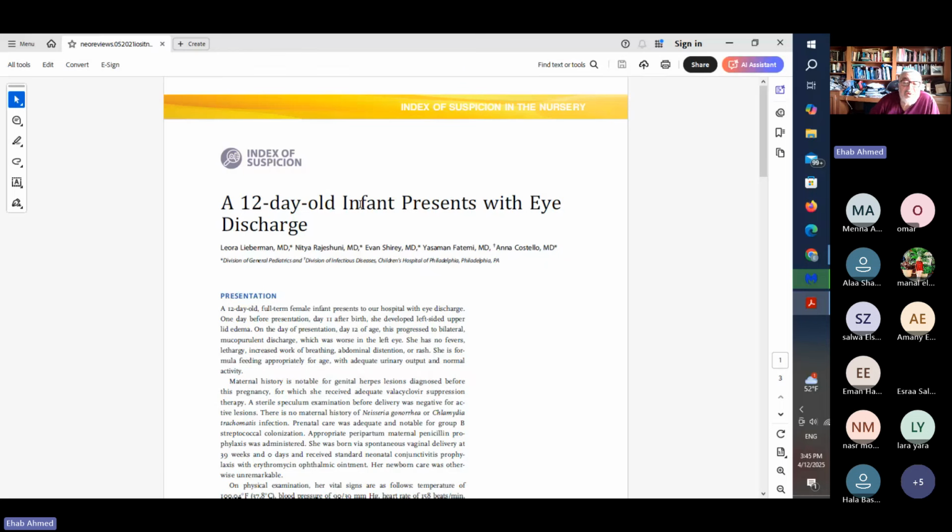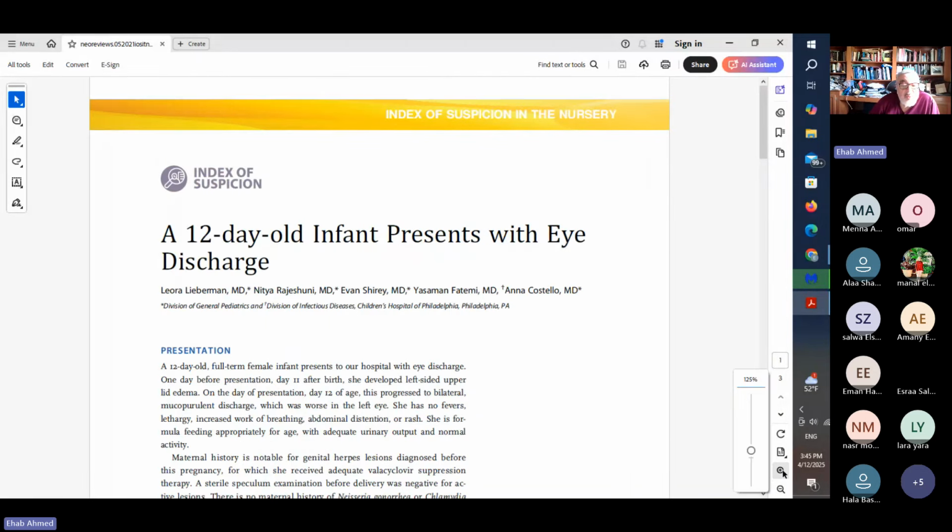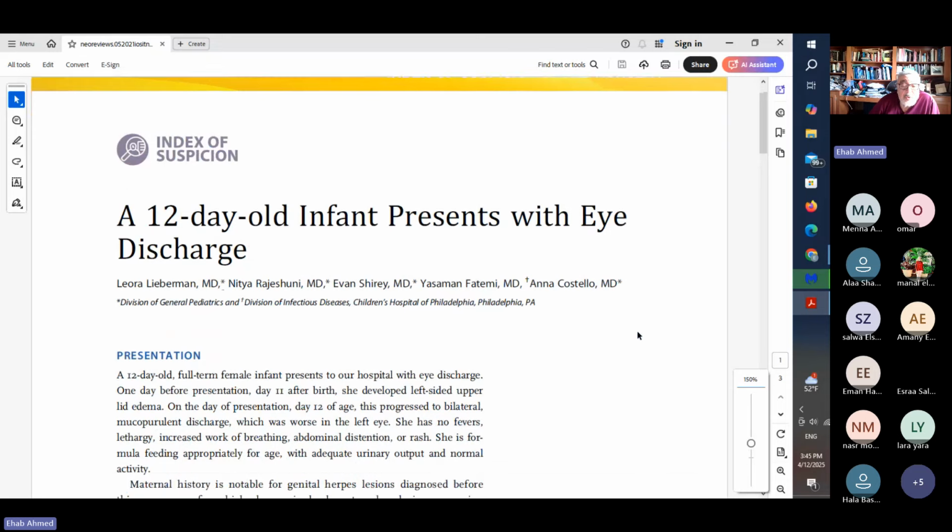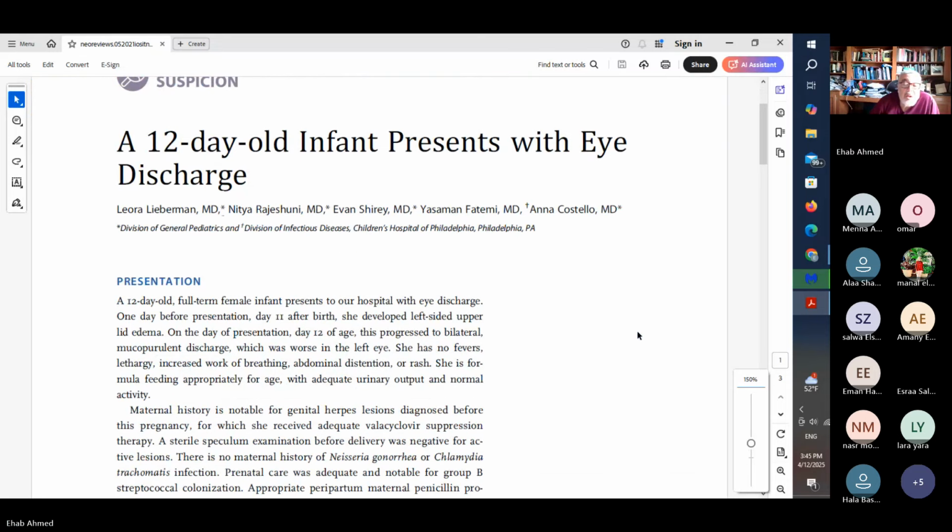It's a 12-day-old infant presenting with eye discharge. When you have a newborn baby with eye discharge, what is your concern? What is the concern diagnosis? Chlamydia. If it is ophthalmia neonatorum, if it's neonatal conjunctivitis, if it is purulent, if this discharge is purulent, okay? And then if the discharge is purulent, here comes the concern.